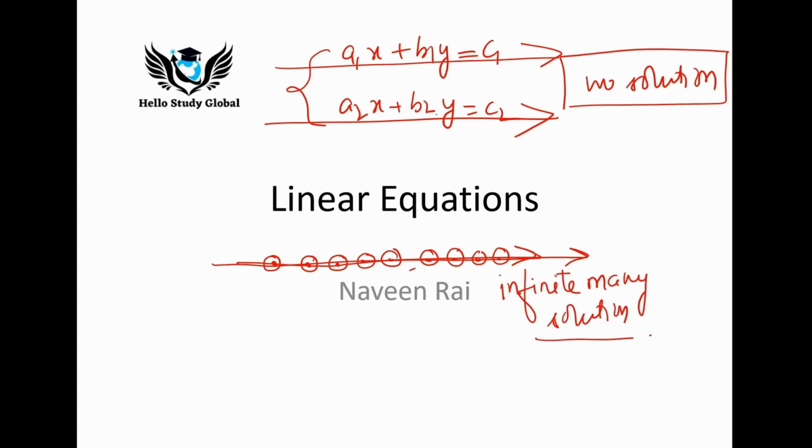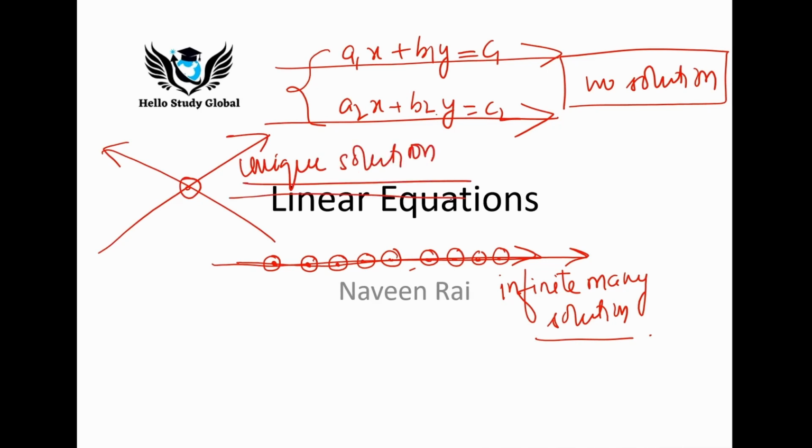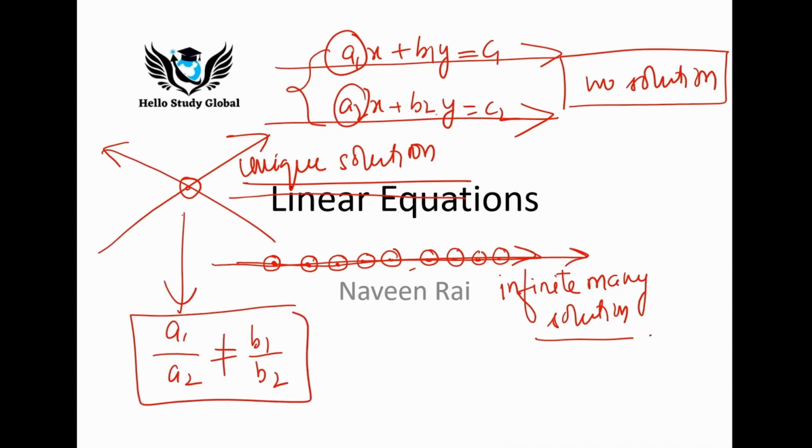Okay, so let's look at the various situations. When there is just one solution, or we call it a unique solution, what is the condition? Unique is one. In that case, what happens? These are called coefficients. A1 by A2 would not be equal to B1 by B2. Unique solution in that case, write it down somewhere. We are going to solve questions on these. In that case, A1 by A2 would not be equal to B1 by B2.